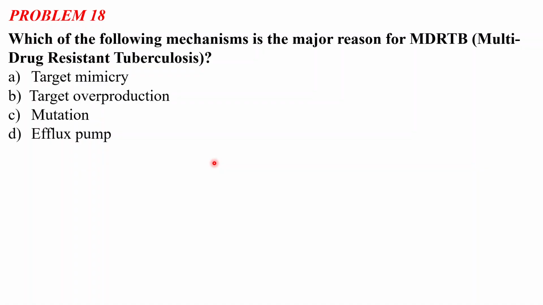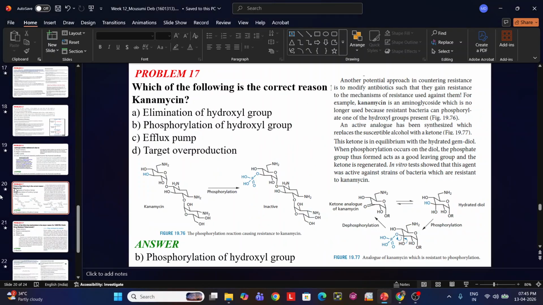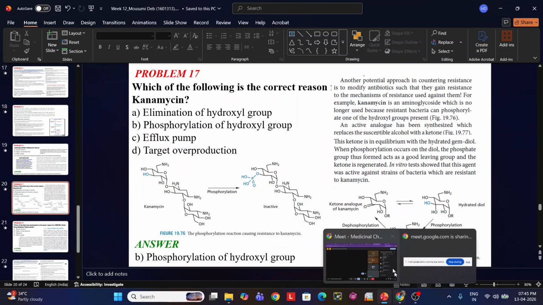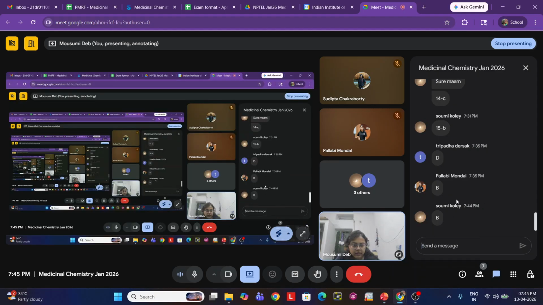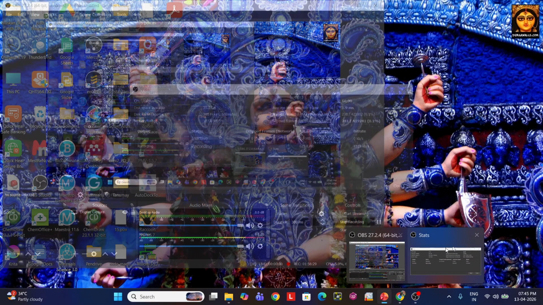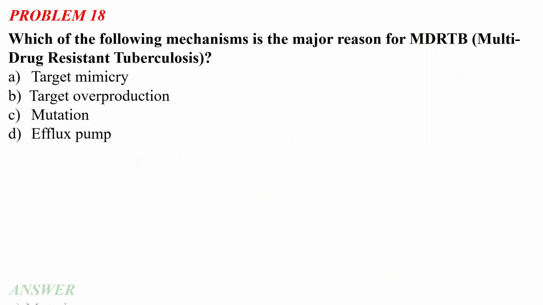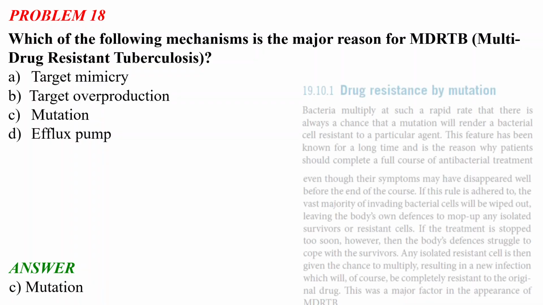Let me check the chat box. Let's see if there is any answer for problem number 18. Okay, I have received one answer, option B. Let's find out if B is the correct answer or not. So the correct answer is option C. Mutation is the major reason for multi-drug resistant tuberculosis.